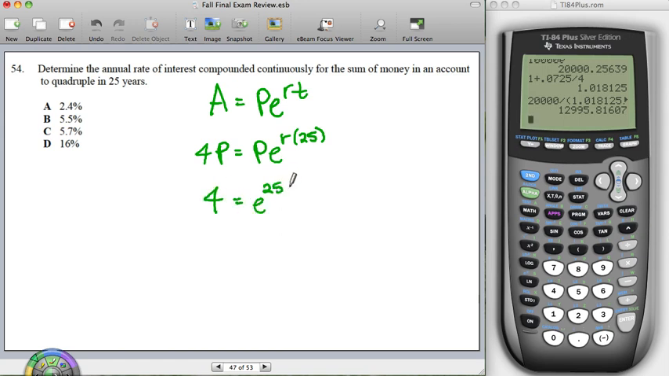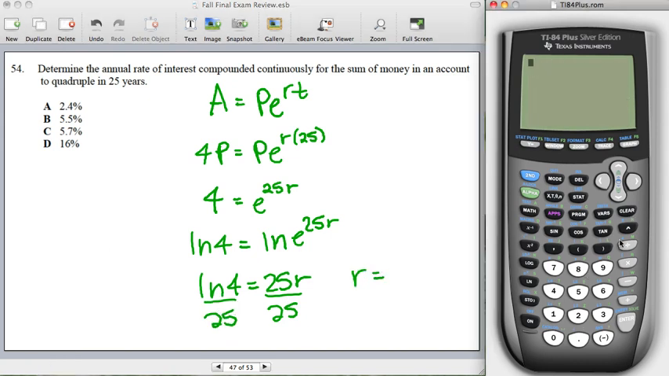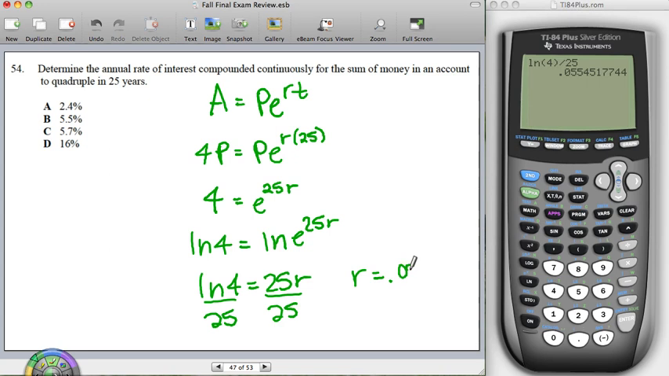I can take the natural log of both sides. Natural log of e cancels itself out. Divide both sides by 25, and you get r equals natural log of 4 divided by 25, 0.0555, so that's about 5.55%, which is letter B. I don't like this green color. I'm going to go back to blue.